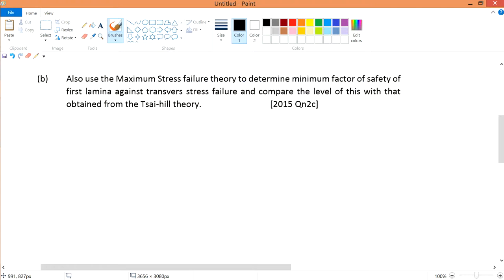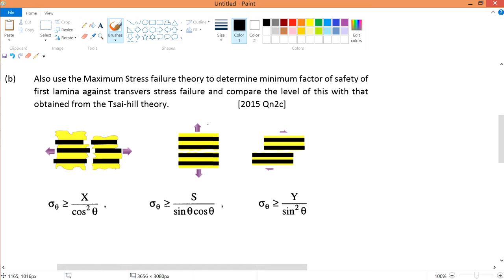And part B tells us to also use the maximum stress failure theory to determine the minimum factor of safety of the first lamina against transverse stress, with that obtained from the Tsai-Hill theory. So what is it talking about now? We are entering into part B of our question. This is something that we didn't actually go through also, but I think it's pretty interesting, is that the factor itself.